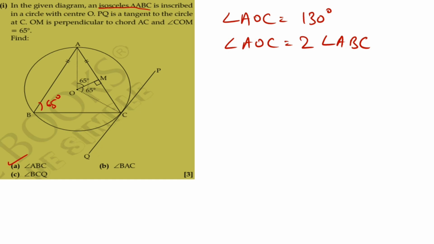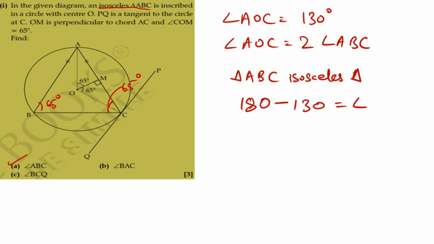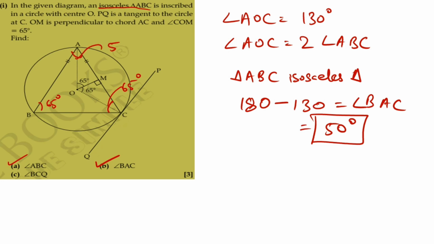Now we need to find the value of angle BAC. See, triangle ABC is an isosceles triangle, so equal sides have equal opposite angles. So this will also be 65 degrees. So angle BAC will be equal to, since the sum of all angles in a triangle is 180 degrees, 180 minus 130 is equal to angle BAC, that is 50 degrees. Okay, let's mention this also, 50 degrees.